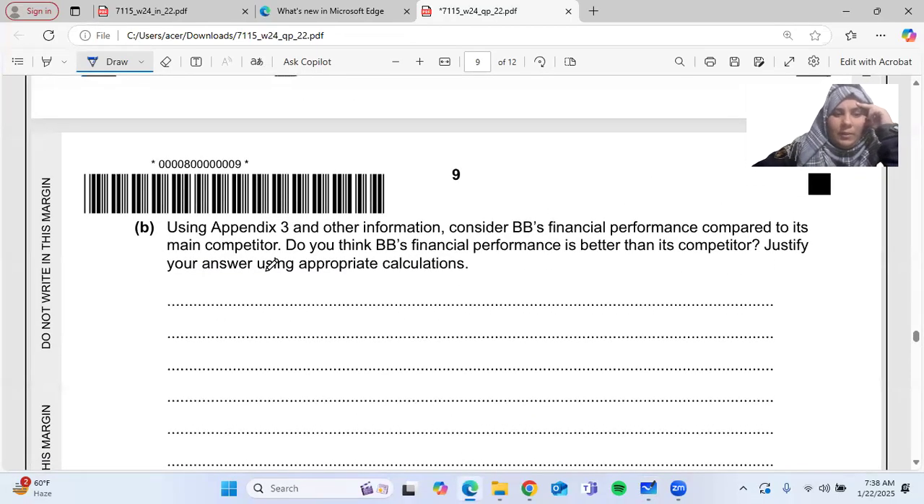Now let's see the last question. Using Appendix 3 and other information, consider BB's financial performance compared to its main competitor. Do you think BB's financial performance is better than its competitor? Justify your answer using the appropriate calculations.